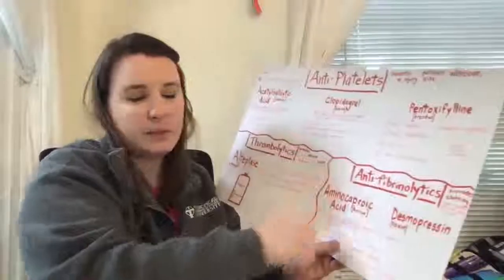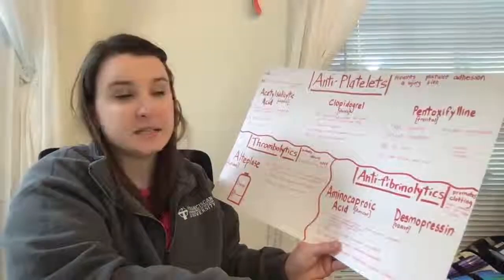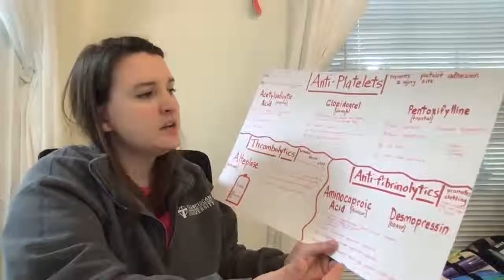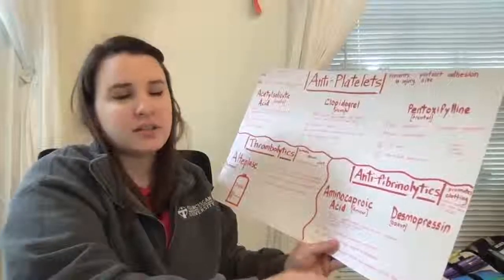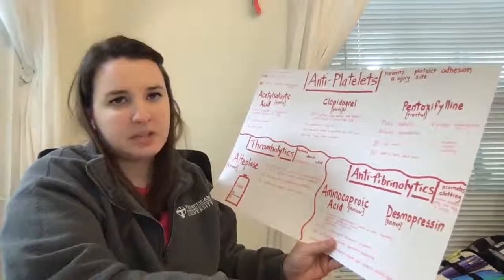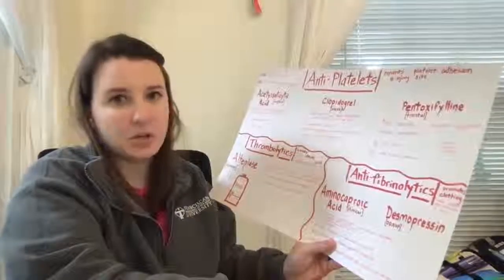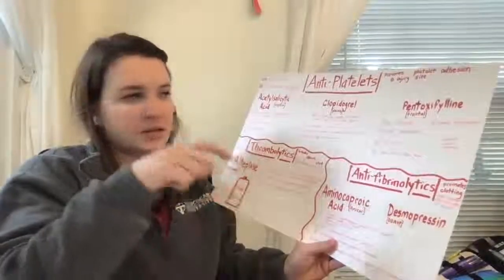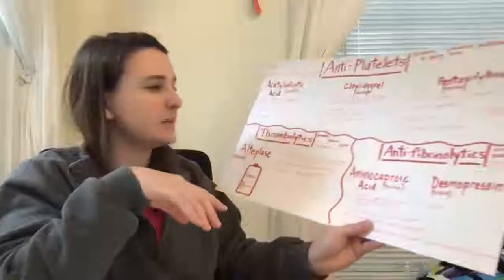Trental increases red blood cell flexibility and decreases platelet aggregation. So it is an arterial vasodilator. This drug's adverse effects include GI issues, and nursing implications are that you can take it with food, but you do not crush this drug. This drug reduces blood viscosity. Remember, it's going to increase red blood cell flexibility.